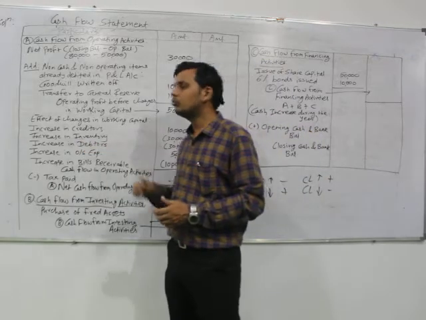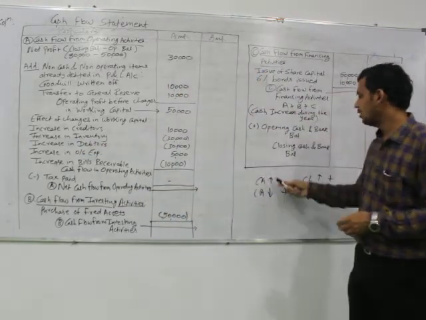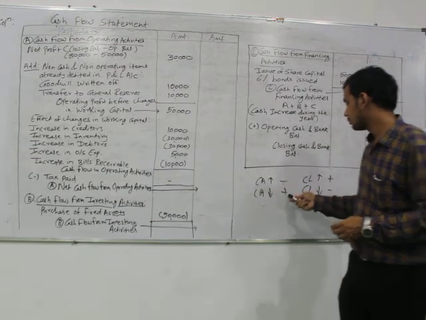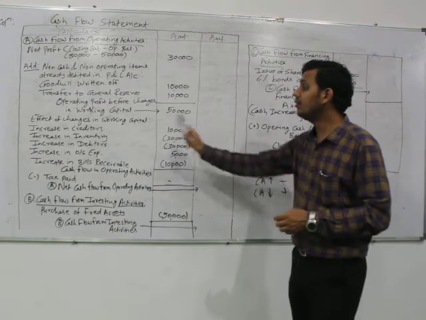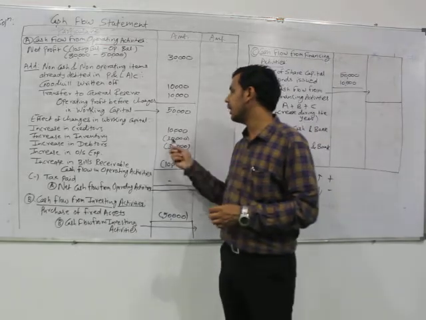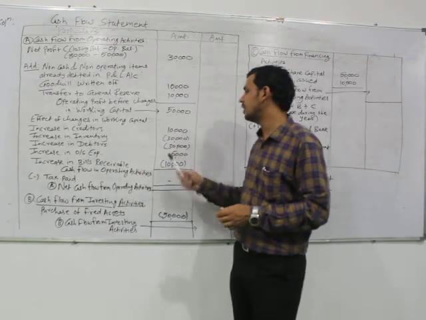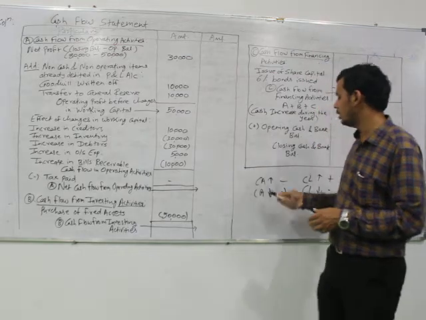Then coming to the inventory, inventory has decreased by rupees 30,000. Hence, for a decrease we have to add it. Similarly, for debtors also, which is another current asset, it is decreased by rupees 30,000.